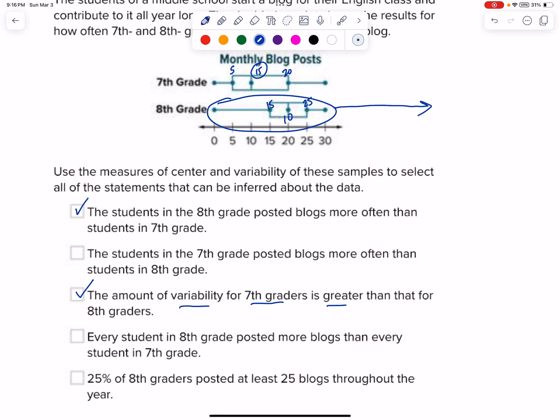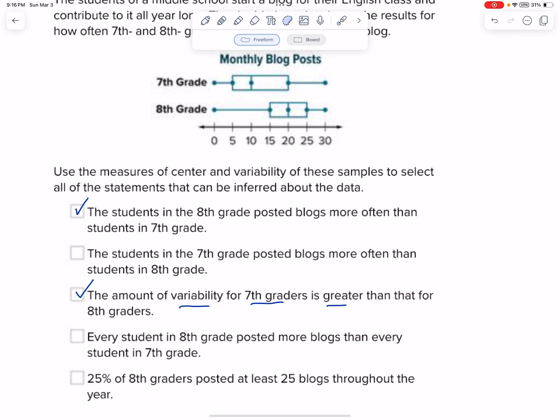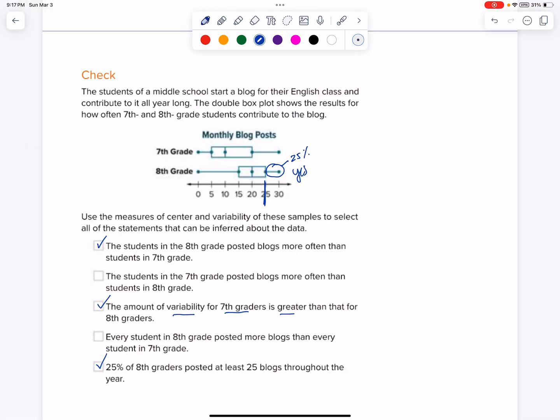And then the last one says 25% of 8th graders posted at least 25 blogs throughout the year. So let's clear our little notes here. Here's the 25 right here, and we're saying 25% of 8th graders. Well, remember what each section is? Each section is 25%. So did 25% post at least 25 throughout the year? That would be a yes. So that's how you'd interpret some things like that.